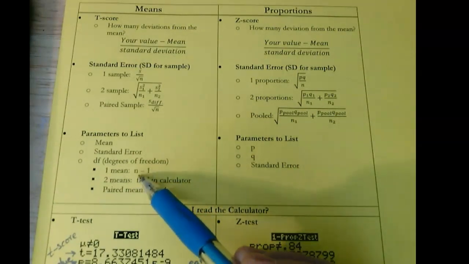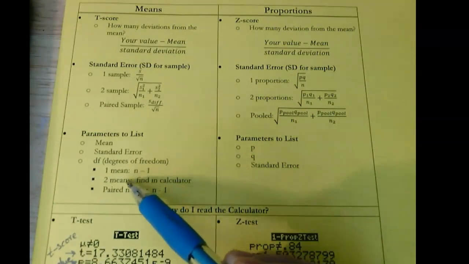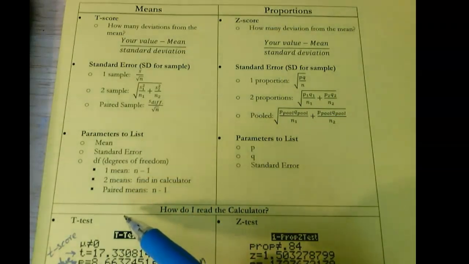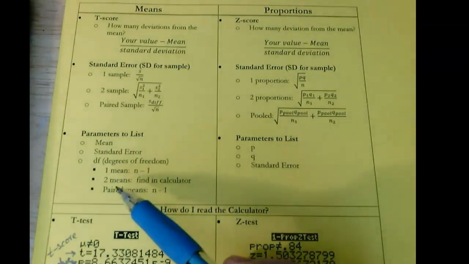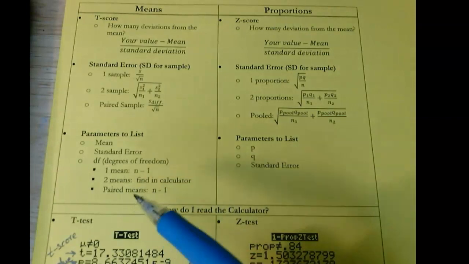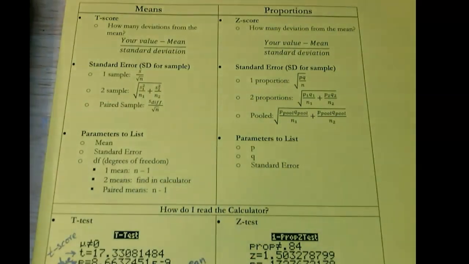Right here, we know how to find degrees of freedom. For one mean, we do n minus 1. Two means, though, it's a pretty complicated formula that we're never going to use, so we just let the calculator do it. So when you have two means, you find the degrees of freedom in the calculator. And that's why I had to show you how to use this process in the calculator.